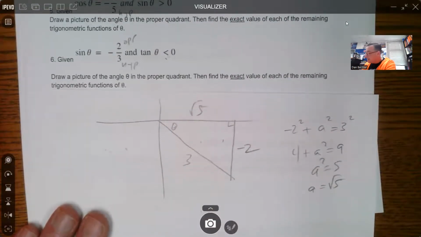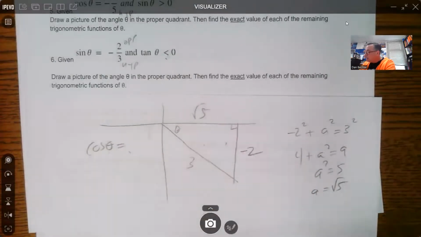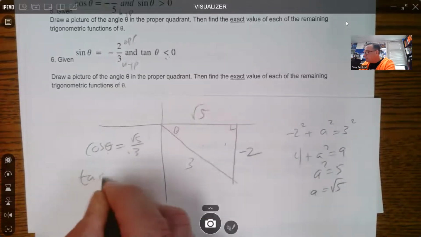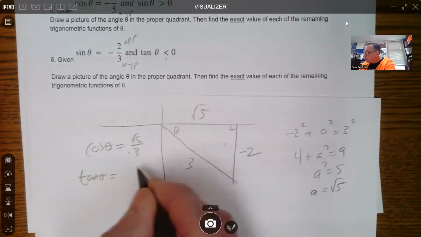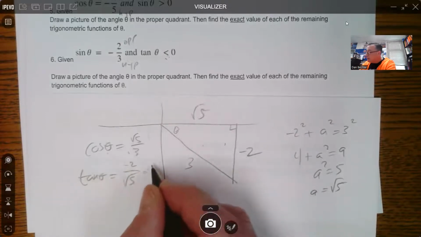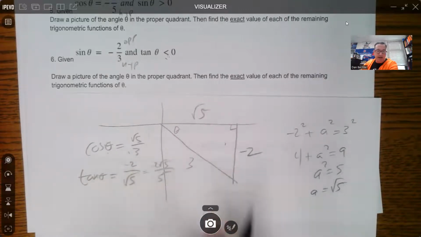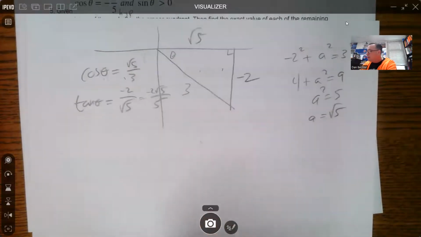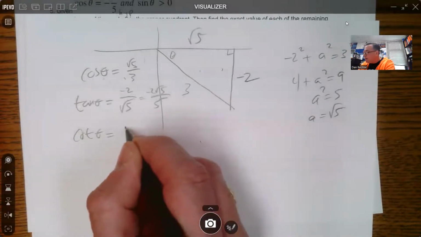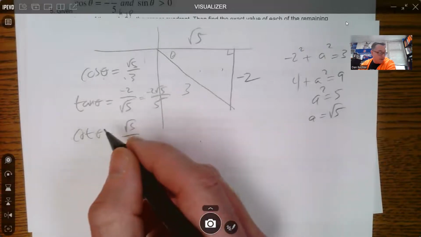So now I've got the sine. I've got my triangle. So the cosine of theta is going to equal square root of 5 over 3. The tangent of theta is going to equal -2 over the square root of 5, which means if I rationalize it, it will be -2 root 5 over 5. I know you could see the steps there, but I wanted to kind of get through them. And so then the cotangent of theta is going to be square root of 5 over -2, which is fine. The negative can go out front if you wanted to.